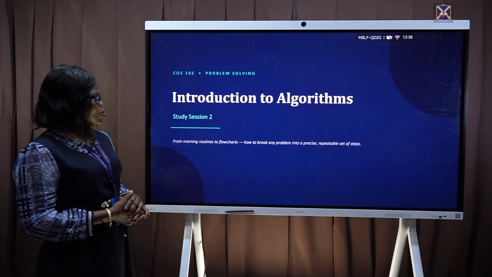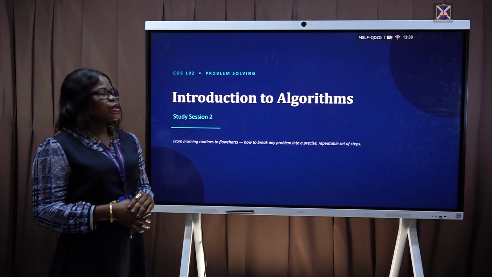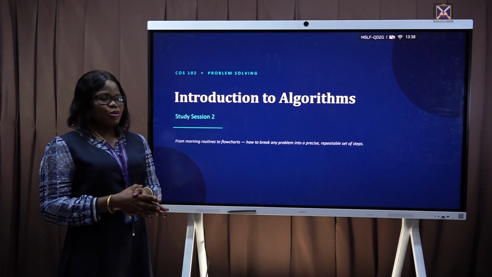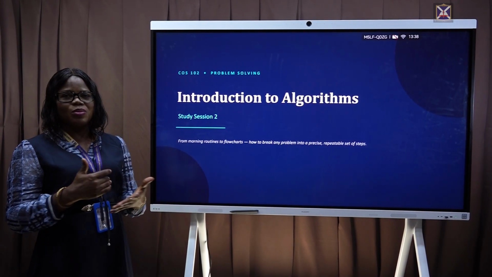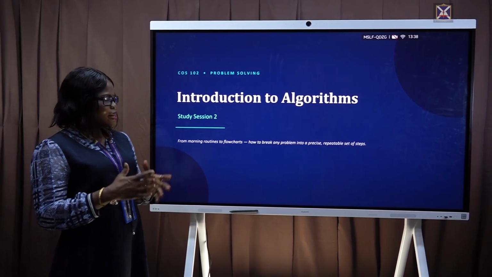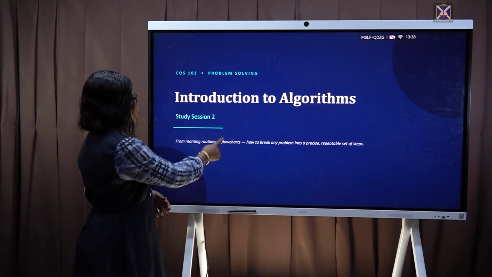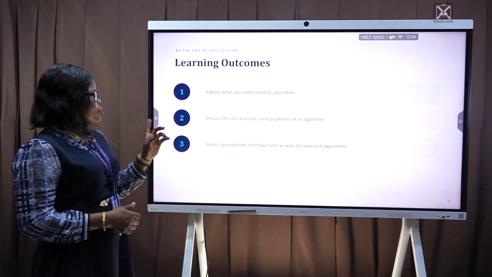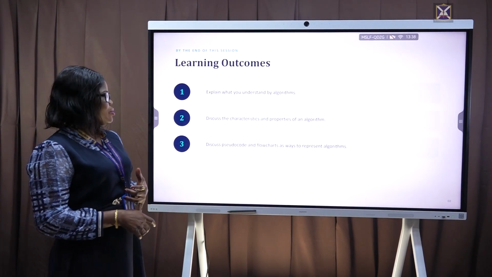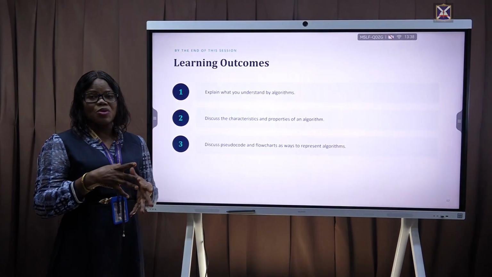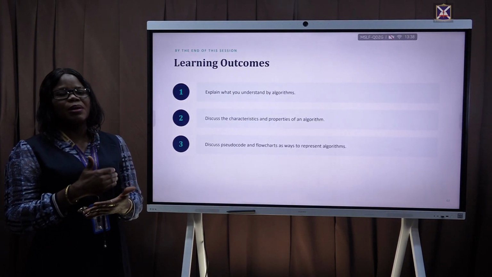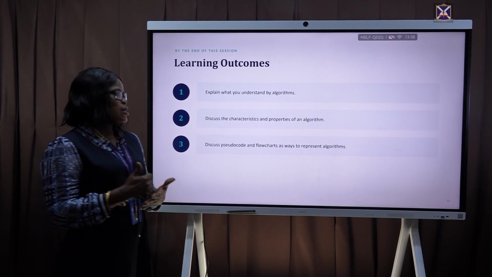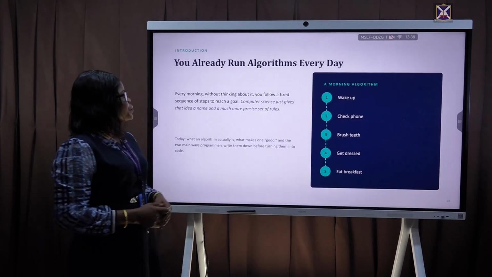This is study session 2. Under this session, we'll be looking at the introduction to algorithm. We're going to look into how to break any problem into a precise, repeatable set of steps. These are the learning outcomes. I'll be explaining what an algorithm is. We will discuss the characteristics and properties of algorithm, and also how pseudocode and flowcharts can be used to represent algorithms.